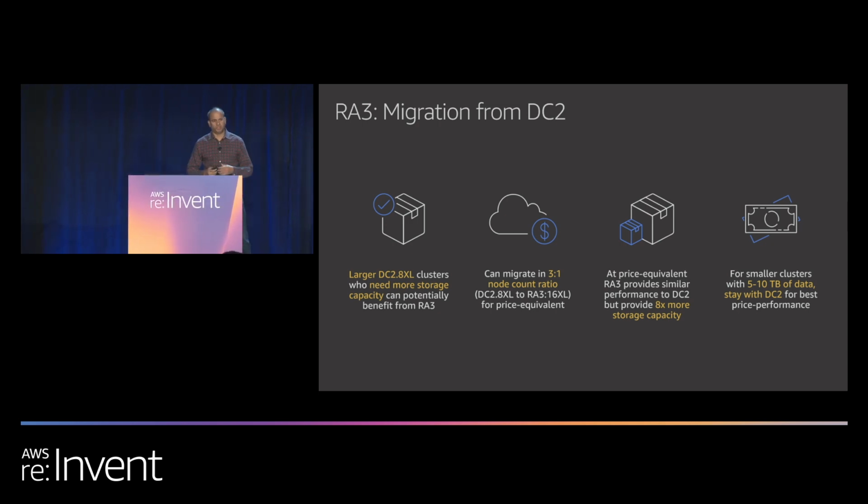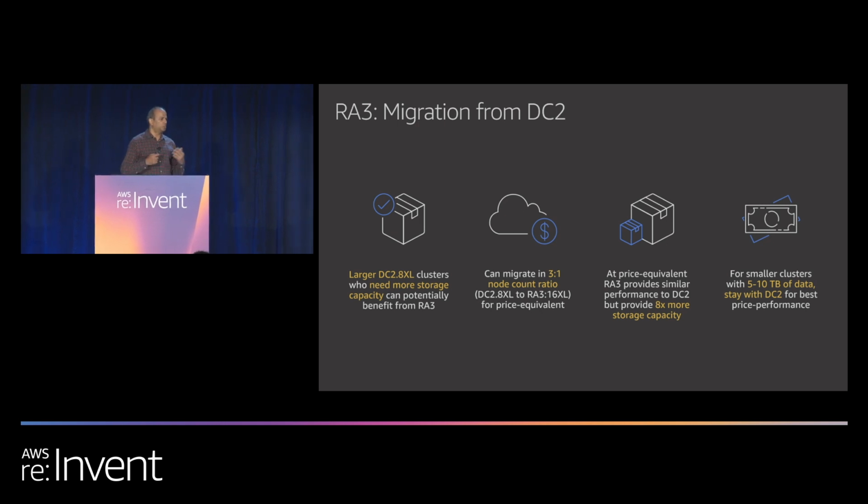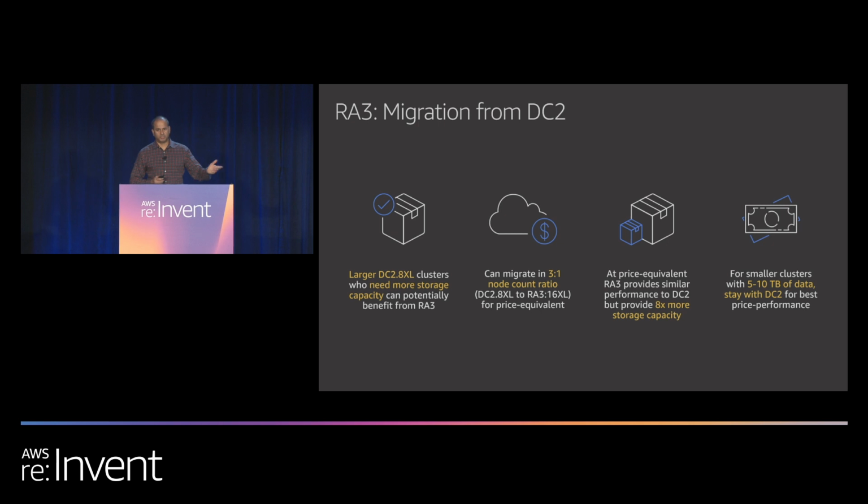So the use case, or the reason why this would be interesting, would be like, let's say you have a dense compute cluster today, and you're using not all of your compute, but you're using most of your storage, and you're running out of storage capacity. Then this would be an interesting option for you to consider, because if you make the switch from your current cluster to RA3 16XL, you will have a lot more storage headroom.